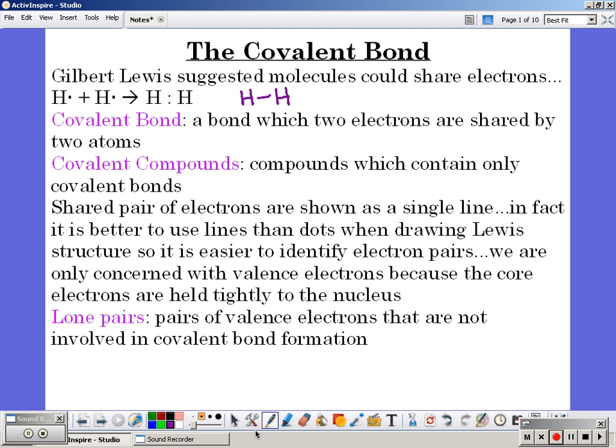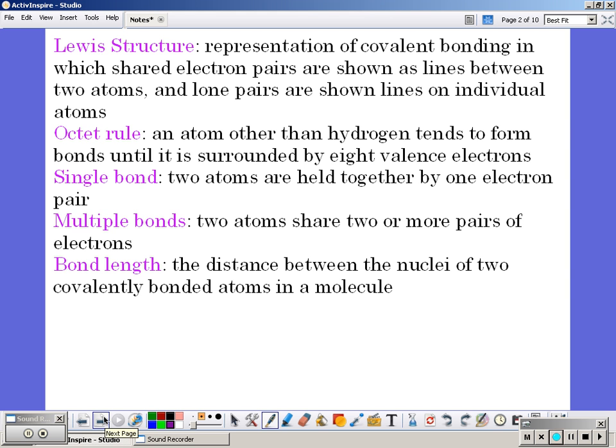A lone pair is a pair of valence electrons that are not involved in the covalent bond formation. So a Lewis structure is a representation of a covalent bond in which shared electron pairs are shown as lines between two atoms, and a lone pair of electrons is shown as a line on an individual atom.